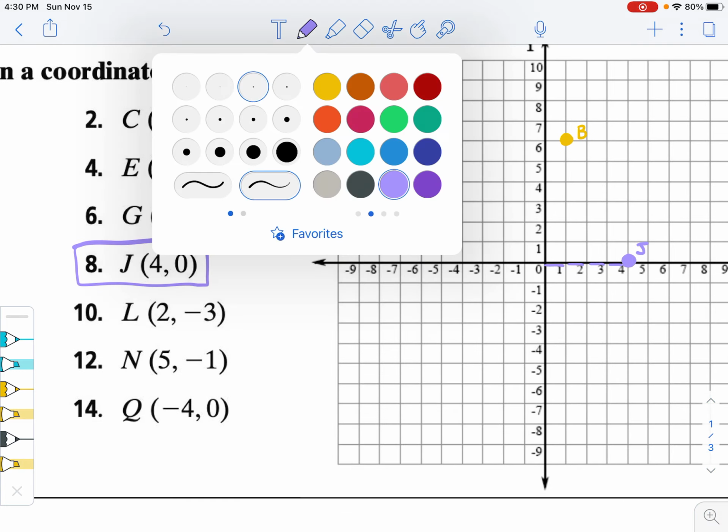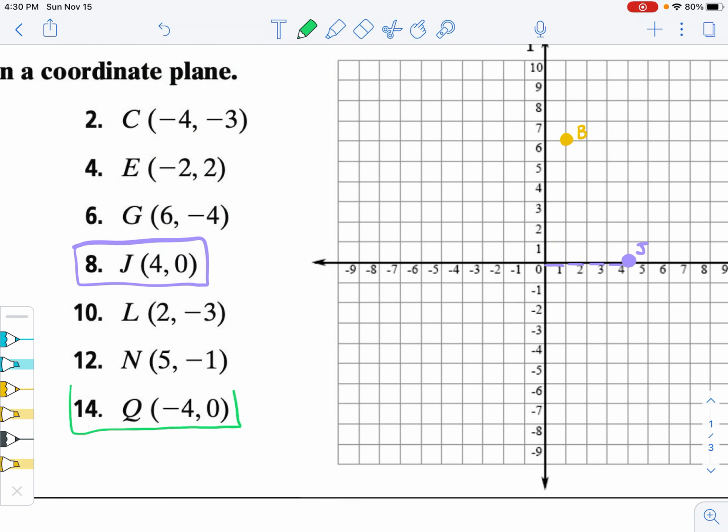And then the last plotting one we'll do together is E. E is telling us to go to the left 2. We're going to move left or right -2, which is left to -2, and then up 2, which is here, and we're going to label it E.